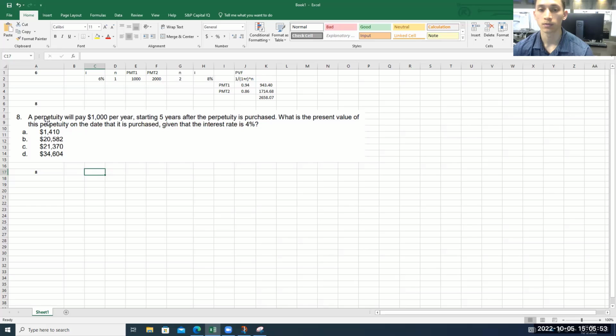So we'll start off by calculating the perpetuity. We'll do $1,000 divided by the 4% interest rate. That's going to give us $25,000. We can use that as our future value amount to plug into the present value formula, because that's what we're looking for: the present value of this perpetuity. We'll use the 4% interest rate, which is given to us.